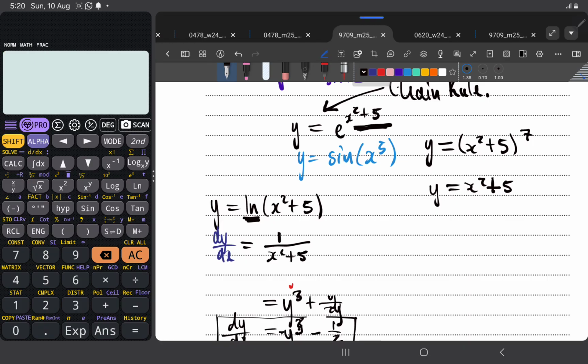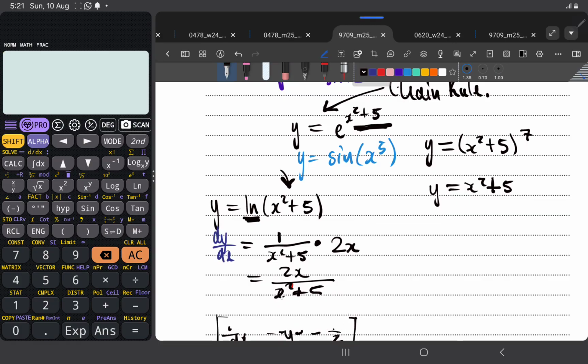But are we done? No. What do we then do? Multiply by the derivative of the inside. So now you're going to say, what's the derivative of the inside? The derivative of x squared is 2x. Derivative of 5, nada. So now we can say our dy/dx is 2x over x squared plus 5. And you are done. This is the chain rule.